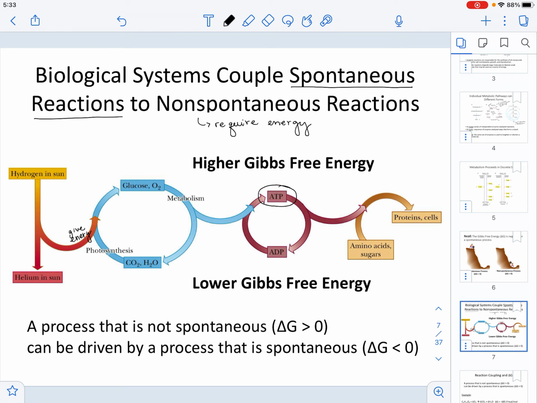And we are going to see later in the chapter how adenosine triphosphate, when it gets hydrolyzed to adenosine diphosphate, releases energy that can be utilized by the cell to go and perform some reactions.